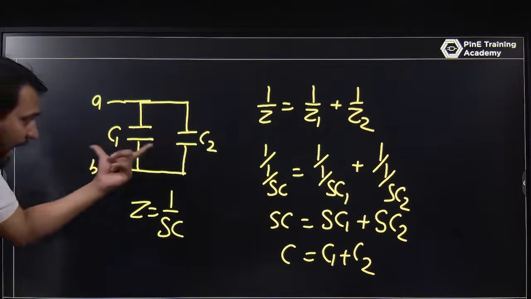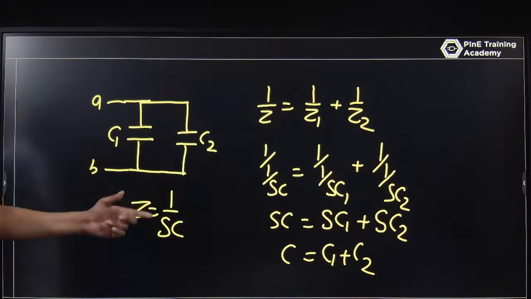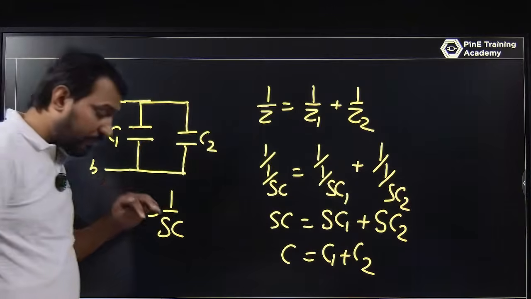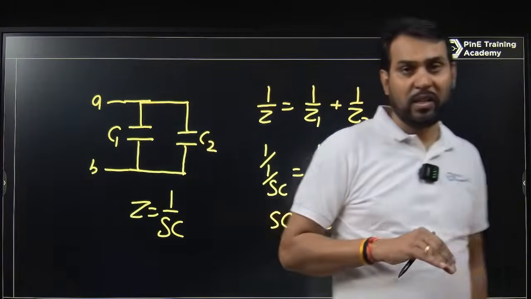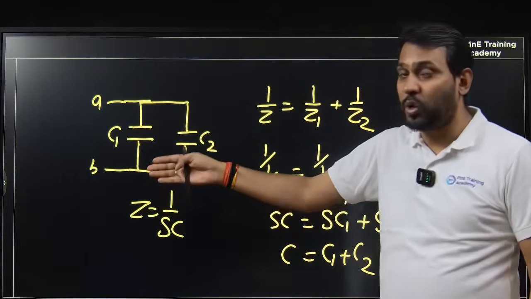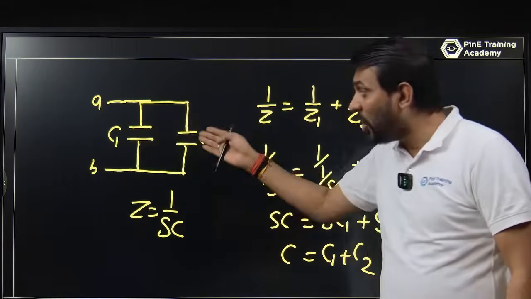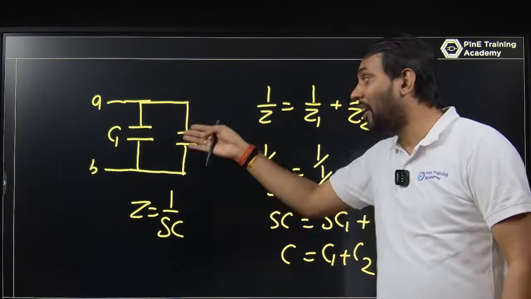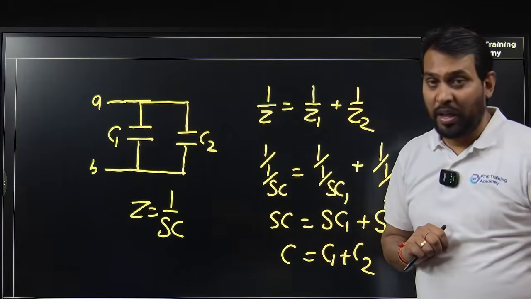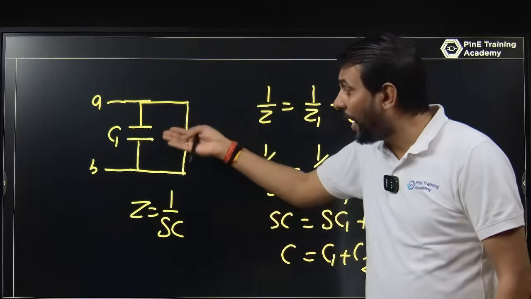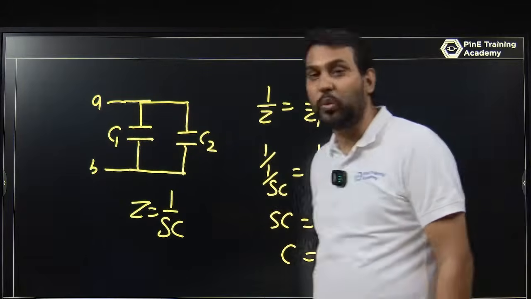So whenever you have capacitors in parallel, they will add, that is C1 plus C2. Why? Because the impedance is 1 upon SC. For resistors R1 and R2 in parallel, that is R1 R2 upon R1 plus R2. For inductors L1 and L2 in parallel, because Z is equal to SL, it is just like a resistor, L1 L2 upon L1 plus L2. But for a capacitor, Z is equal to 1 upon SC, so in parallel they add, C is equal to C1 plus C2.